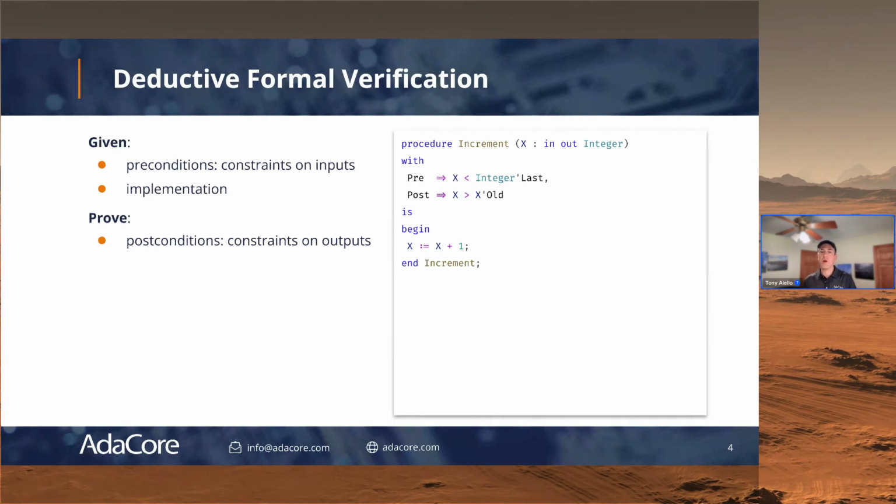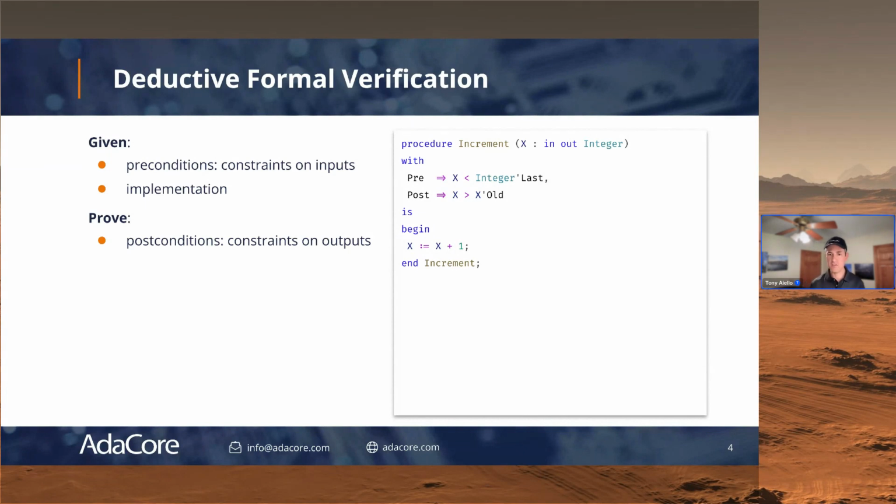So all I'm going to promise with my increment procedure is that x is greater than x'Old, which means that at the conclusion of the subprogram, x is bigger than it was at the start of the subprogram. We implement this in the obvious way. X is assigned x plus 1, and Spark proves this with absolutely no difficulty.